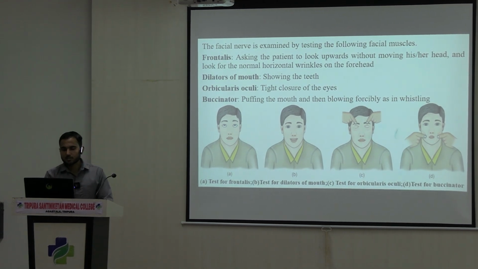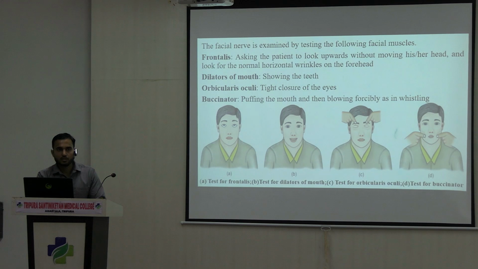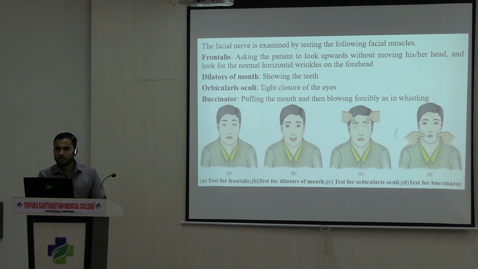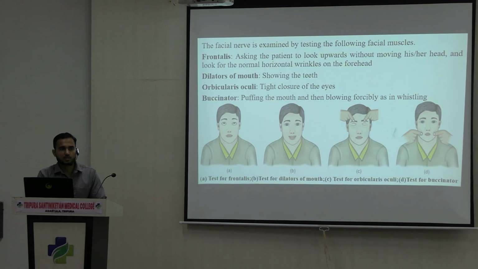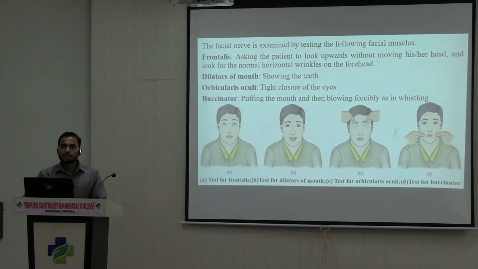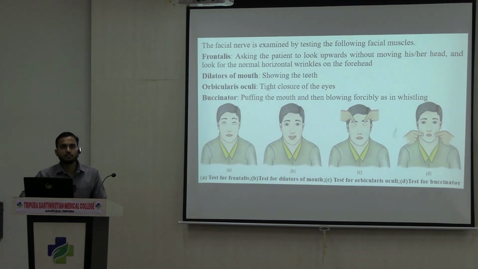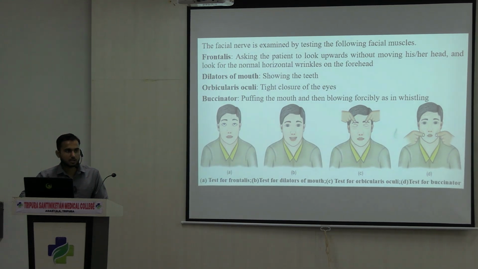Next, puffing of mouth and then blowing forcefully during the time of whistling. Whenever a person whistles, I hope everyone knows what whistling is. So whenever you are whistling, which muscle are you using? Buccinator muscle. So like this you are checking the buccinator muscle. So these are the various ways to test the integrity of which nerve? Facial nerve, which is the 7th cranial nerve.